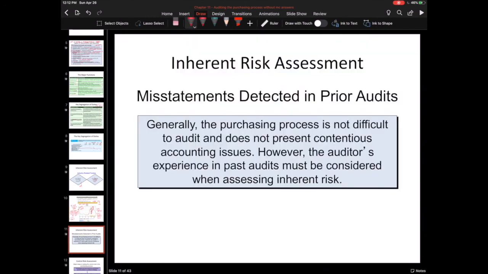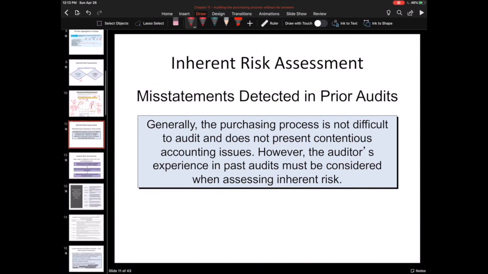Another thing to, of course, always consider an inherent risk, and we always say this, is whether or not there were misstatements in that area in prior audits. So if there have been, you tend to have higher inherent risk.